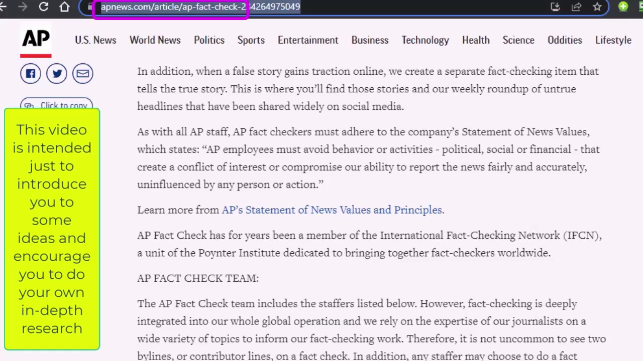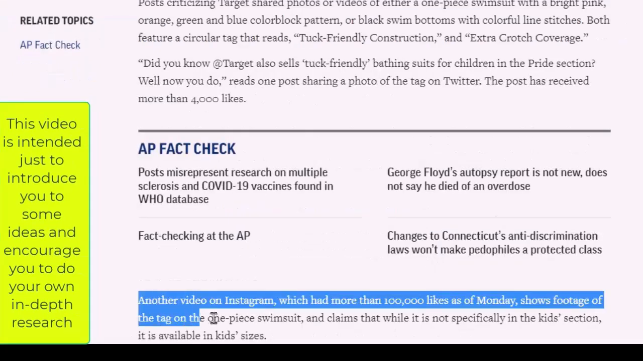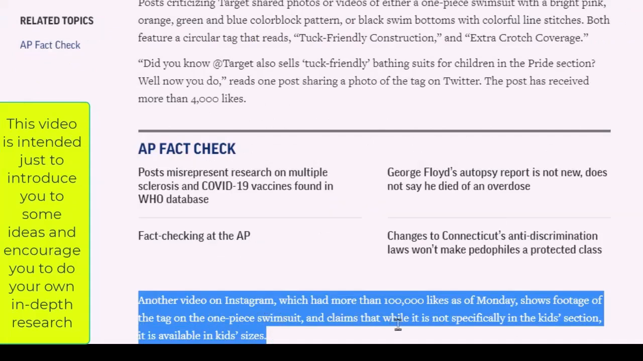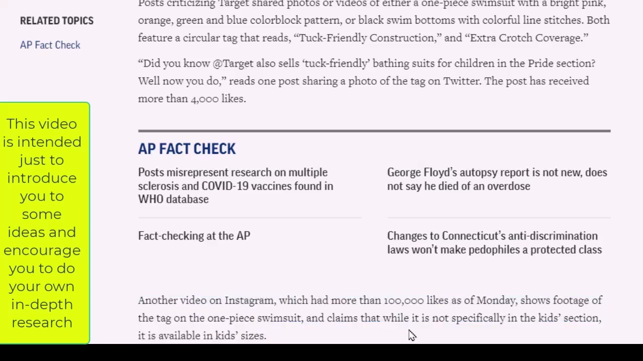So do your own research. Don't just take things at surface value or a title. This is an interesting one. Let me show you this, an example of how people jump on the bandwagon. Another video on Instagram, which had more than 100,000 likes at the time of the writing of this article, shows footage of the tag on a one-piece swimsuit. And it claims while it was not specifically in the kids section, it is available in kids sizes. But 100,000 likes. This is the world we live in. Social media dominating, and people doing very little reading anymore to actually research.